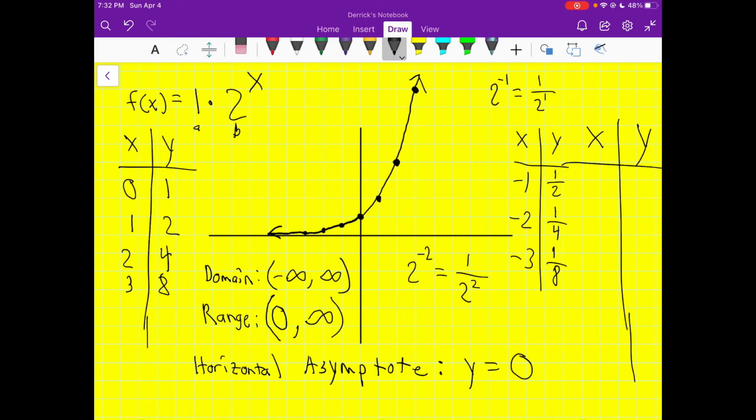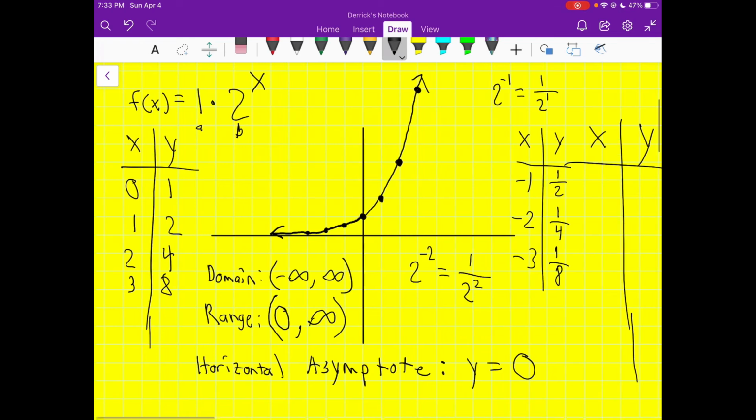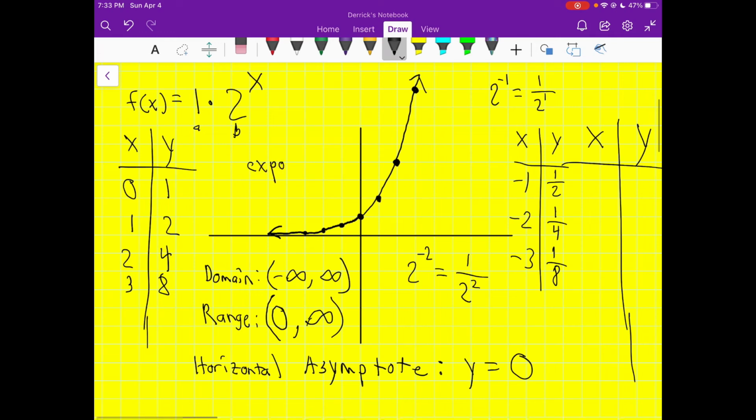If you wanted to write your range in inequality notation, you could just say y is greater than 0, and make sure it's specifically greater, not greater than or equal to. But yeah, that's some general information about an exponential graph. The only thing I would add with that is this specific one, being as it is increasing from left to right, we could label this what's called an exponential growth graph, as there are two general kinds.